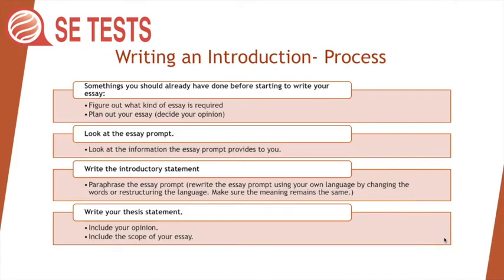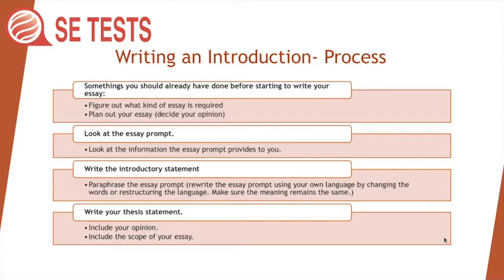All right, so we just looked at an example of an introduction to IELTS Writing Task 2. How did we do that? Let's look at the process of writing an introduction. Here are some things you should already have done before starting to write your essay. First, figure out what kind of essay is required. What type of essay prompt is it? We'll look at those at the end of the lesson.